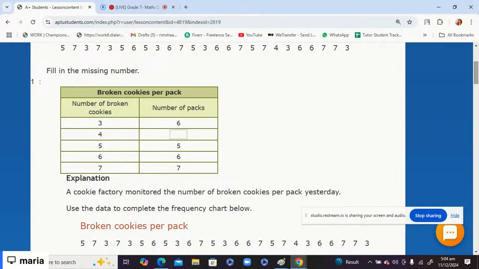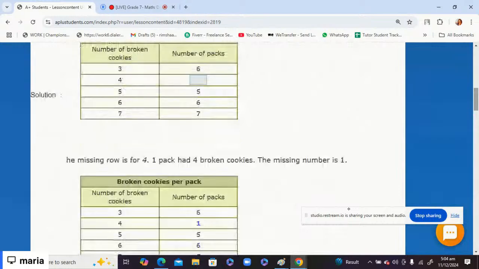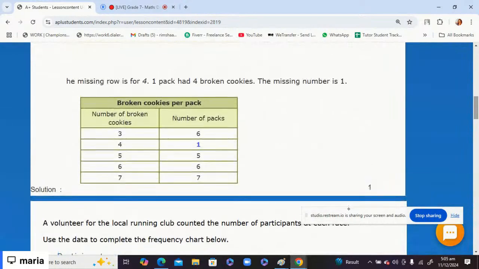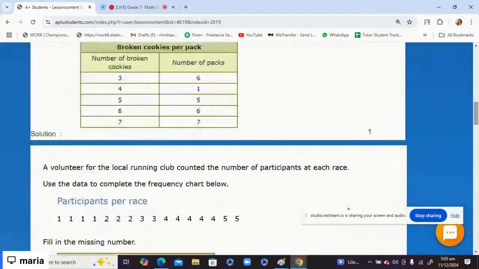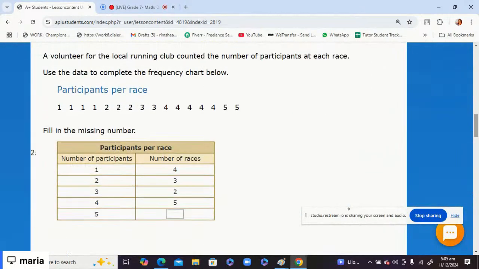Now the 4 is given. Check, is there any 4 in this data? We can say that yes, it appears one time. 5 appears 5 times, 6 appears 6 times, and for 7, you are going to check which number appears how many times in the data. We are checking that 6 is only one time. So this is basically the frequency chart. Okay, let's check it out here.